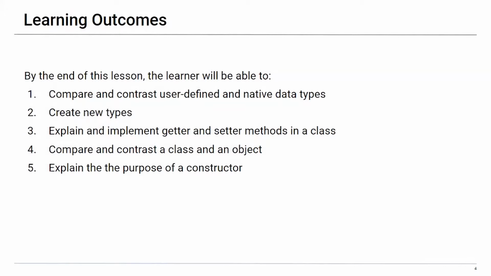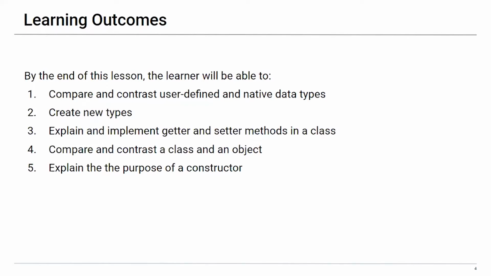Okay, here's what we're going to have today. We're going to talk about user-defined and native data types. We're going to create some new types. We're going to use getters and setters. So if we've got properties, how do we view the properties on our objects and how do we set them? We're going to talk about the difference between a class and an object. We've covered it a little bit, and we'll be sure to explain it more today.